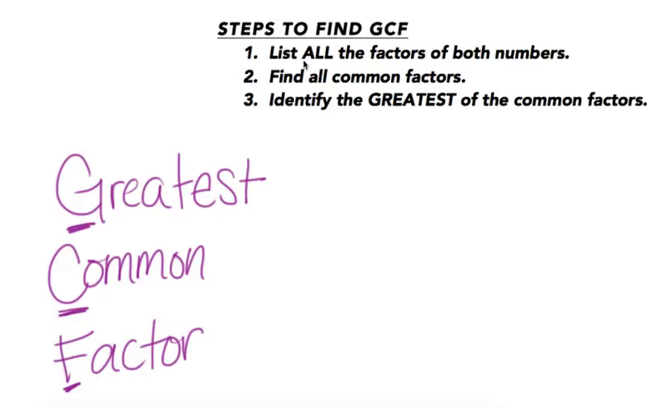The first step is to take our numbers and list all the factors of both numbers, don't skip any. Second step is to find all the factors that those two numbers have in common, and then we will identify the greatest of those common factors, and that will be our GCF, greatest common factor. So let's try a problem together.